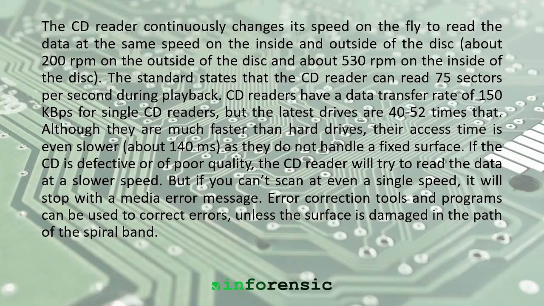The CD reader continuously changes its speed on the fly to read the data at the same speed on the inside and outside of the disc, about 200 RPM on the outside of the disc and about 530 RPM on the inside of the disc. The standard states that the CD reader can read 75 sectors per second during playback.